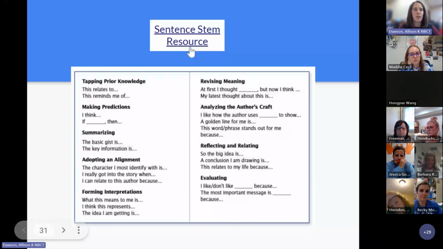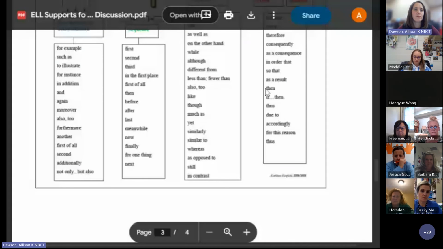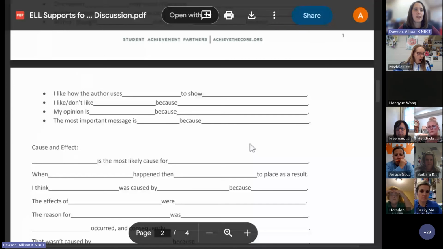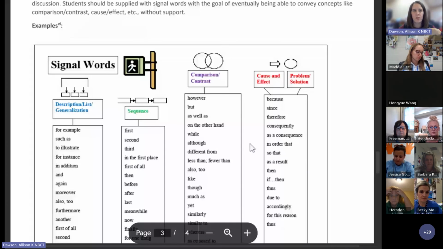If you are looking for, yeah, so there's some more simple sentence frames. And that's the one I took a picture of. And then I really like this chart with simple sentence frames. And then there's a chart that has a lot of signal words that are very helpful.